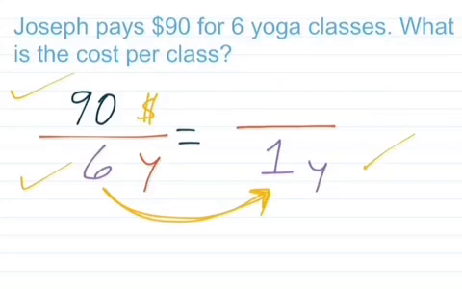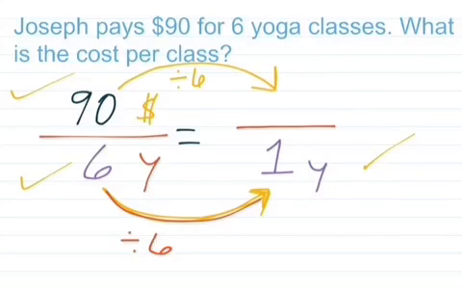Well, how does 6 turn into 1? When a number gets smaller, 6 goes to 1, we're dividing. And 6 divided by itself is 1. So whatever I do to the bottom, I can do to the top, and I can say what is 90 divided by 6. And 6 goes into 90 15 times if we do the math. And so one class is $15. That gives us the unit rate.